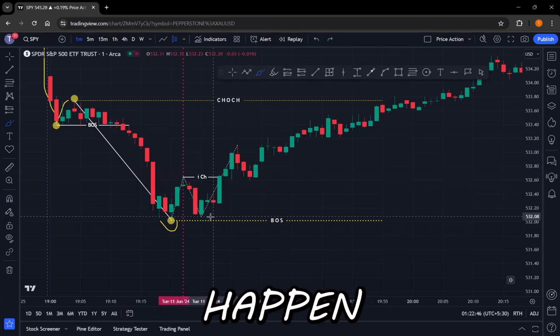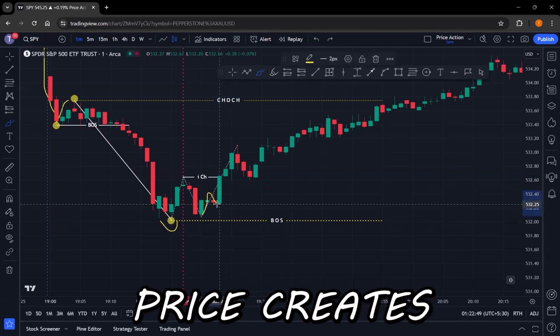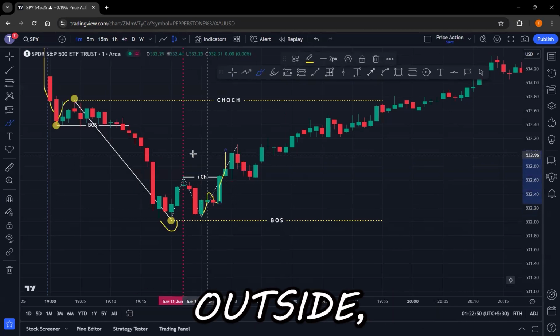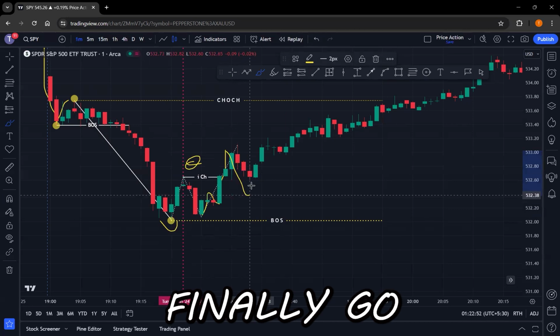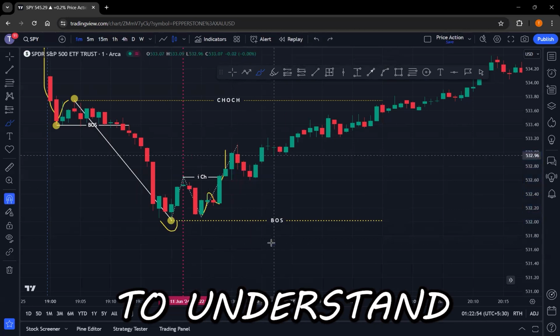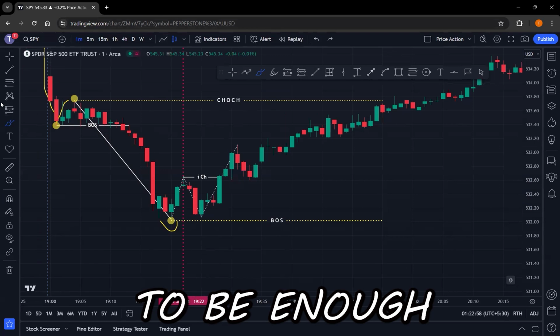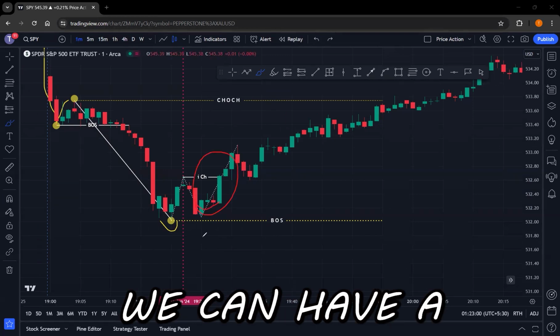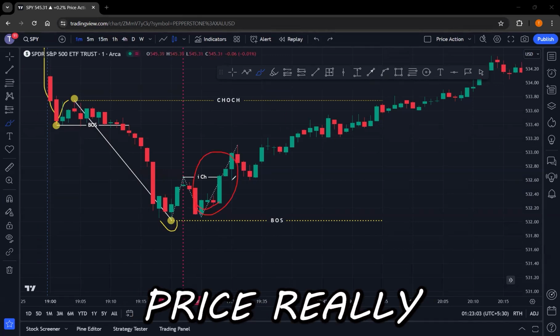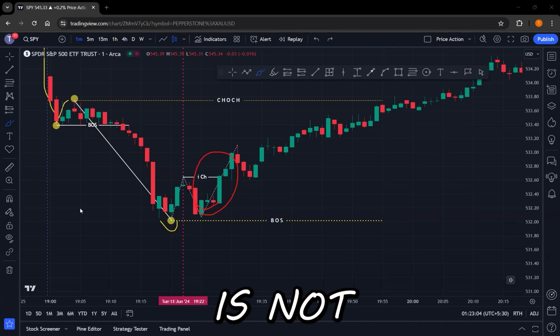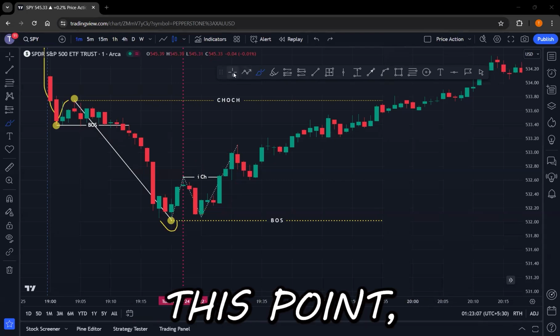No, that doesn't happen, because so often you will see that the price creates a higher low, goes towards the upside, takes out this liquidity in the market, and then finally goes towards the downside. So we need to wait for this leg to be dominant enough in the market so that we have a clear picture that the price really wants to go towards the upside and is not looking to go towards the downside. Okay, so from this point, what had happened?